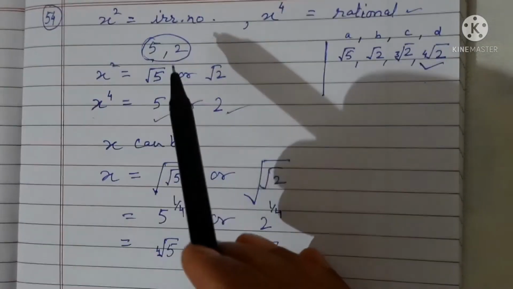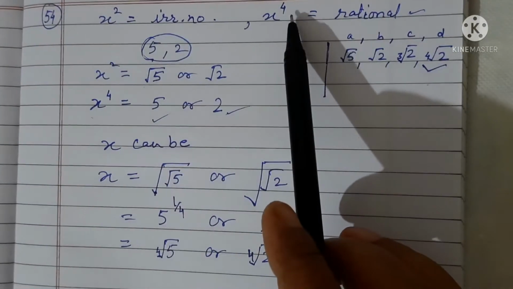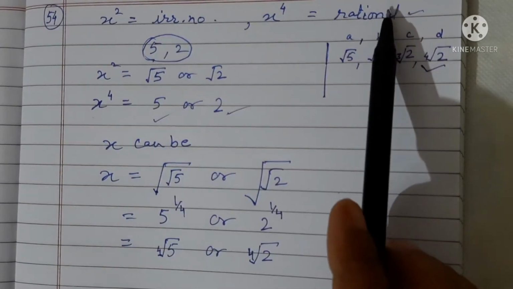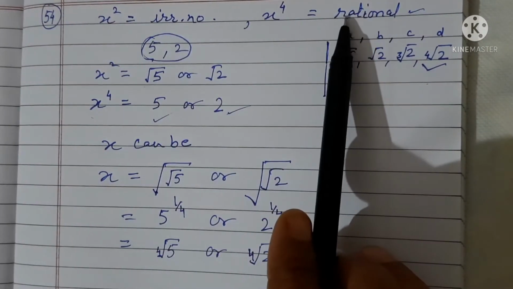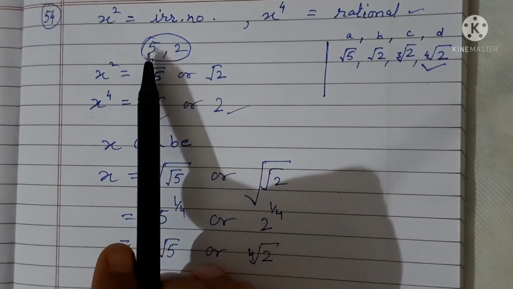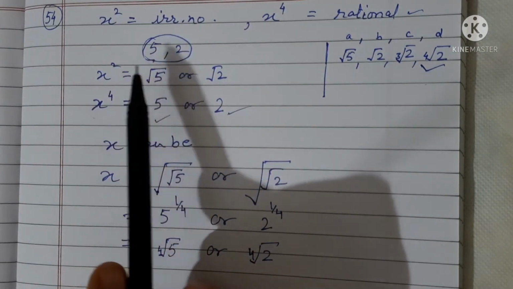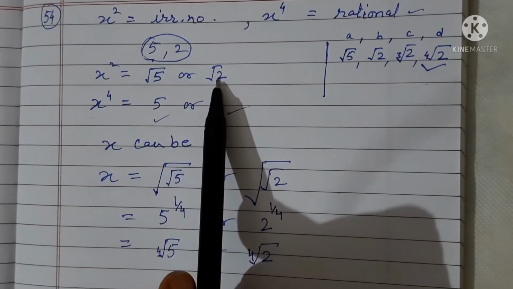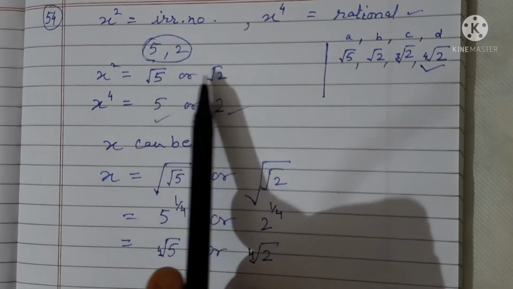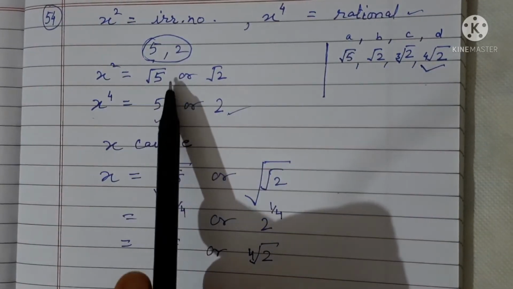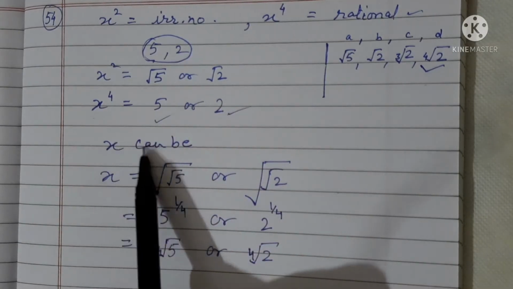Once again I am explaining. Here in the question it is given that x square is an irrational number, and x to the power of 4 is a rational number. So in our options we are taking the numbers 5 and 2 because for a rational number it may be 5 or 2, and if x square is irrational, you know under root 5 and under root 2 are irrational, so you can write it like this. Any one of the two may be. Now squaring on both sides, you will get x to the power of 4 is equal to 5 or 2. Now here it is asking what x can be.